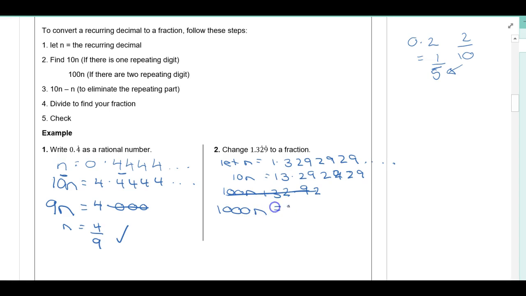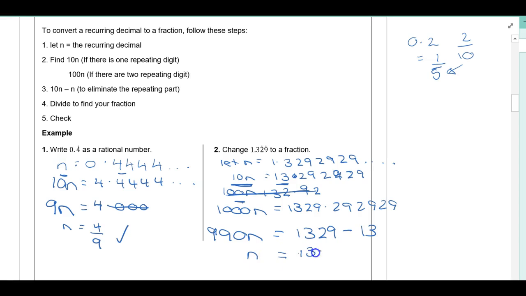1000n, because that will get the 29 at the start of the pattern. I had to do this 10n to get it at the start of the pattern here, and I had to do the 1000n to get the next start of the pattern. So then I do 1000n minus 10n, so I get 990n, and I get 1329 minus 13. So my answer is 1316 on 990.